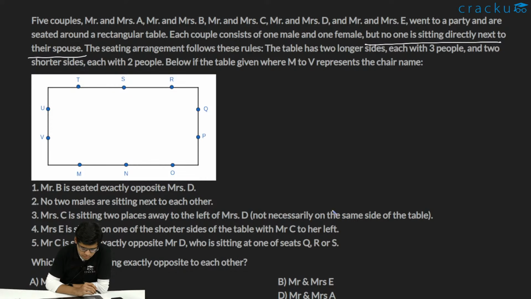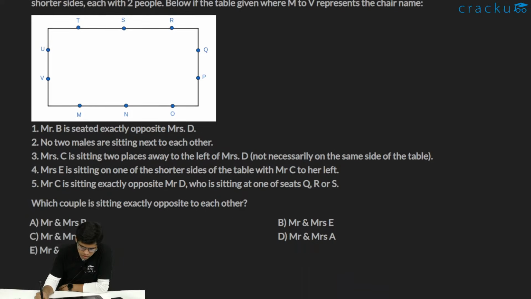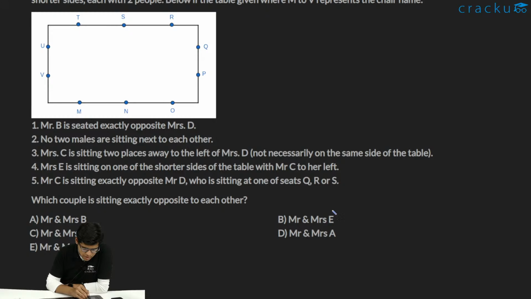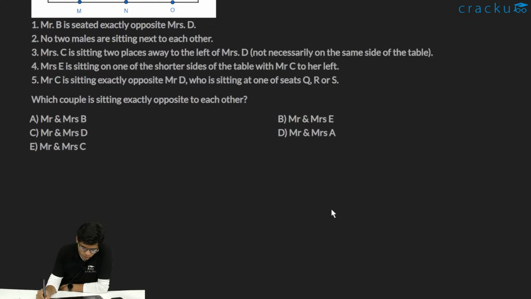Okay. The seating arrangement follows these rules. The table has two longer sides with three people each and two shorter sides, each with two people. Now below is the table, where M to V represent the chair names. Now it is told Mr. B is seated exactly opposite to Mrs. D. So point number one is telling Mr. B is seated exactly opposite to Mrs. D.